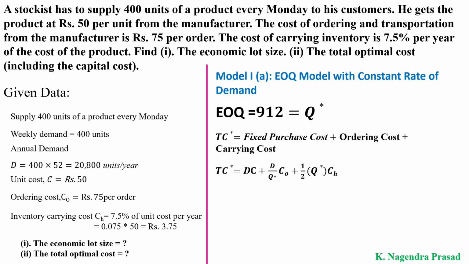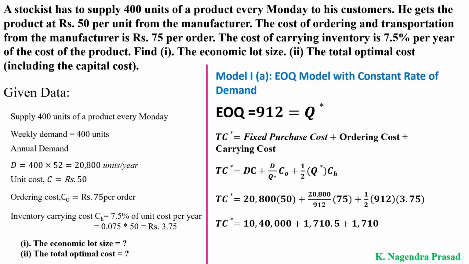So we know all the values. Then TC star equal to 20,800 into 50 plus 20,800 divided by 912 into 75 plus 1 by 2 into 912 into 3.75. Then TC star equal to 10,40,000 plus 1,710.5 plus 1,710. Then total optimal cost TC star equal to 10,43,420.5. So this is the solution, and thank you.